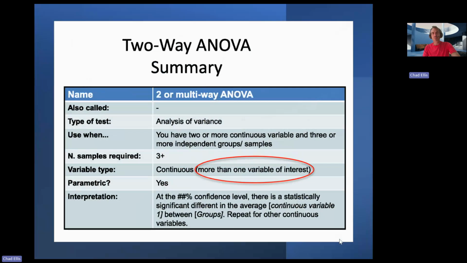So when we're looking at a two-way ANOVA, right? It's a parametric test when it's continuous data, that we have more than one variable of interest.